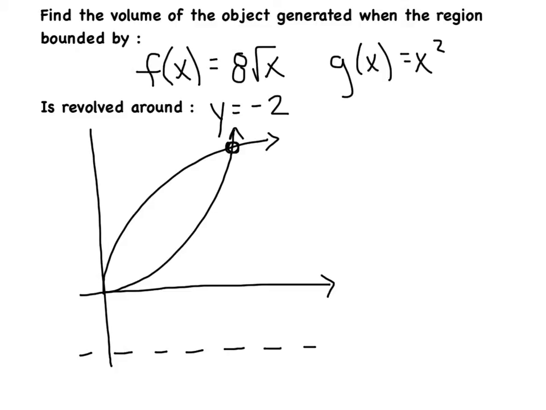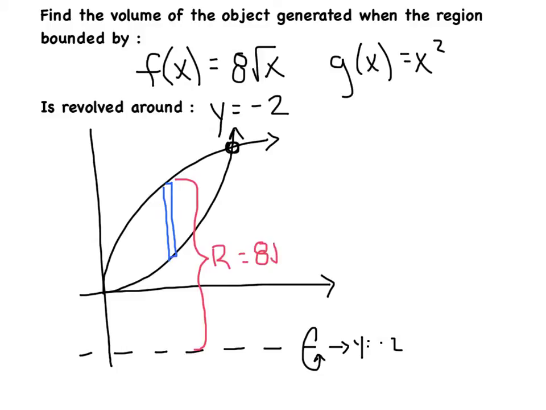So you notice there's even a bigger gap now between my slices and my axis of rotation. Not to be outdone here, let's see. We've got our vertical slice. It has to be perpendicular to the axis of rotation. The distance of my outer radius, and again, keep preaching to yourself, upper minus lower, is going to be 8 radical x minus the lower function down here, which is -2.